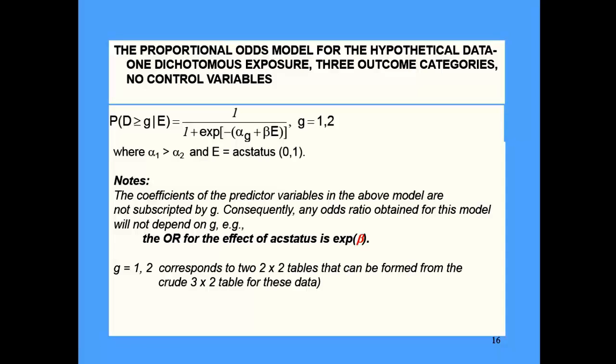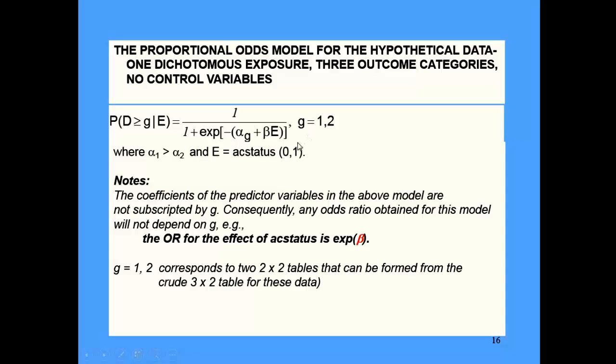It was the probability that the outcome was equal to what? What was it for the binary one? The probability that D was equal to 1. You either had a 1 or a 0. And now it's got something different. It's the probability that D is greater than or equal to G, where G takes on the value either 1 or 2. It takes on these two values, 1 and 2.